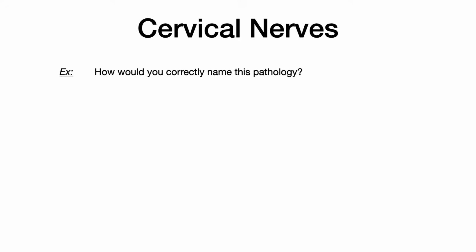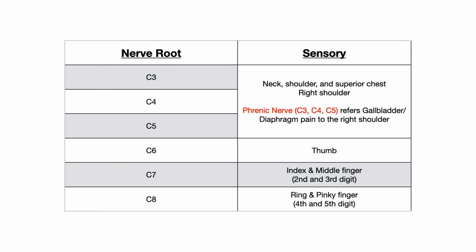Part 3, how would you correctly name this pathology? So this is going to be referred to as a left-sided C7 radiculitis. Left-sided because it's a left herniation, C7 because that's the nerve root that's going to be impinged, and radiculitis because that's the term that refers to abnormal sensory loss due to nerve root impingement. All right, so this is the table that you want to remember.